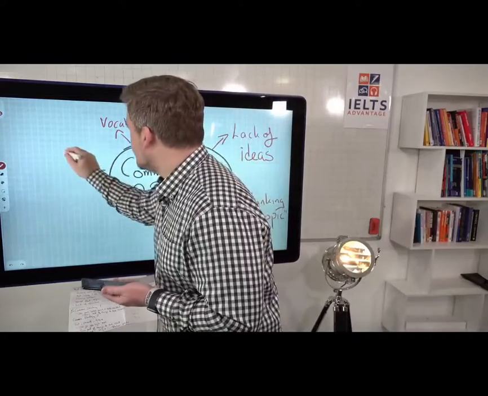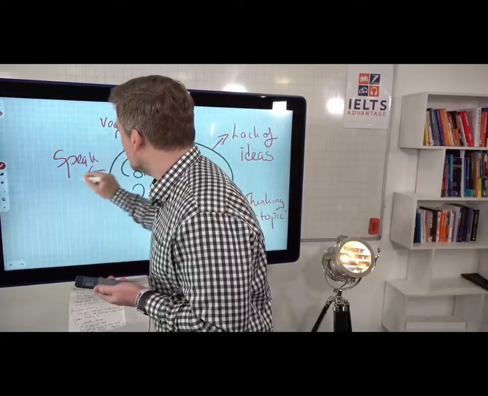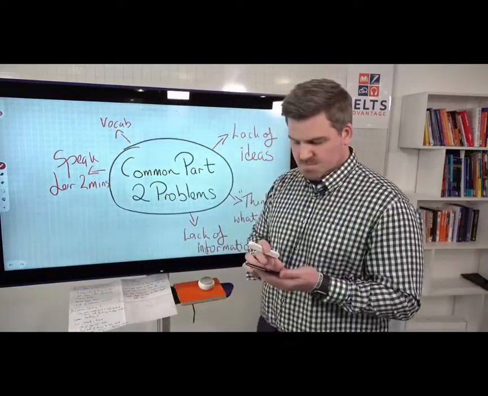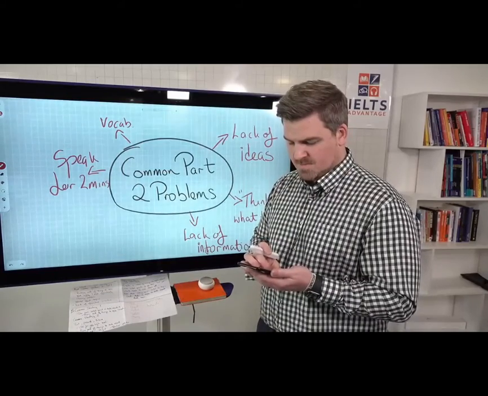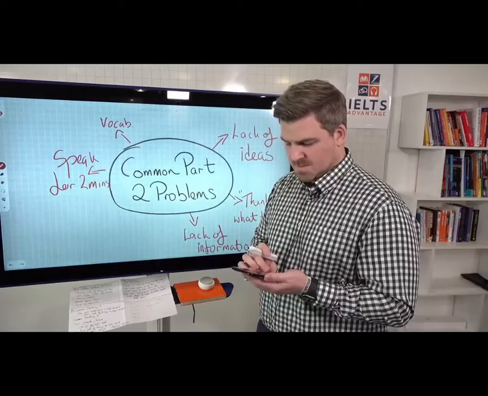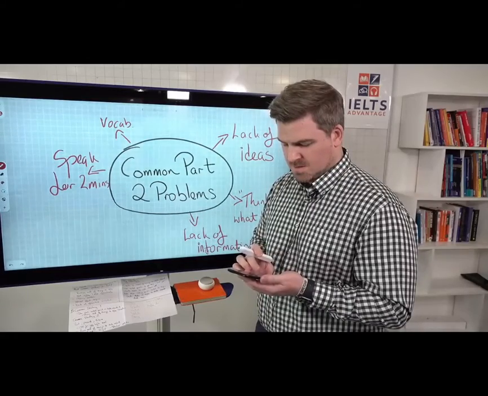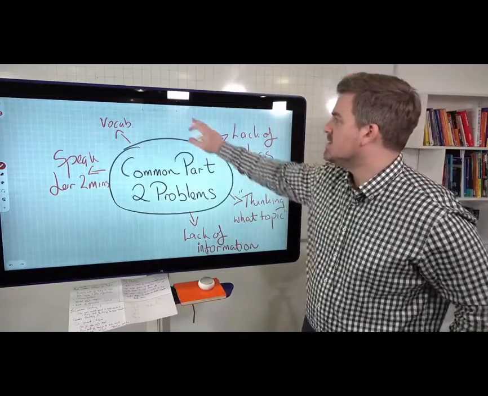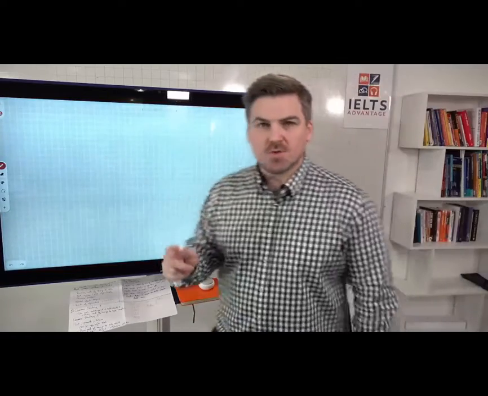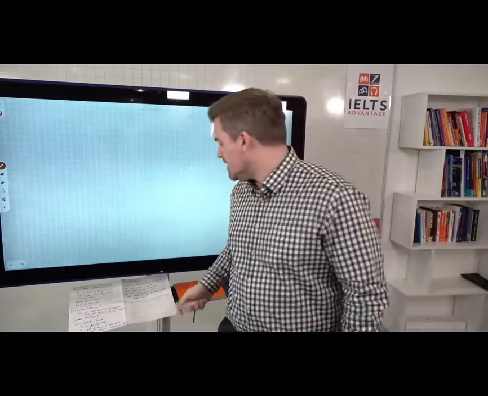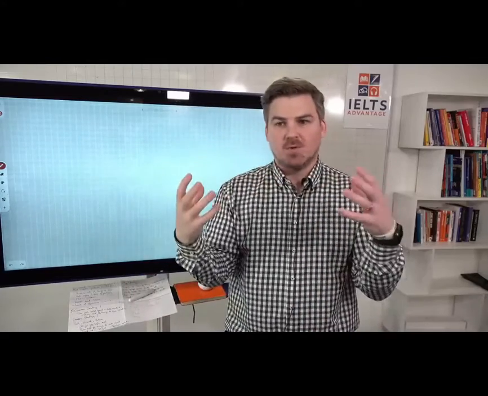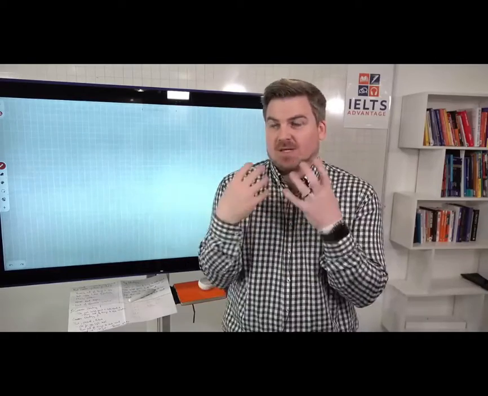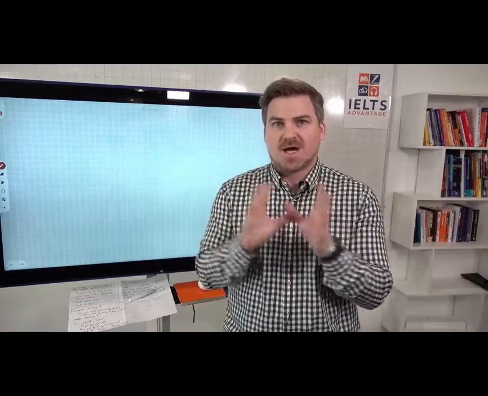Good. Speak for 2 minutes. Good, okay. So here are some ideas. What we're going to do now is I'm going to show you a cue card like you would see in the test. And I'm going to demo what I think is the main problem that students have with part two. I'm going to demo as if I'm a student and I have this main problem.